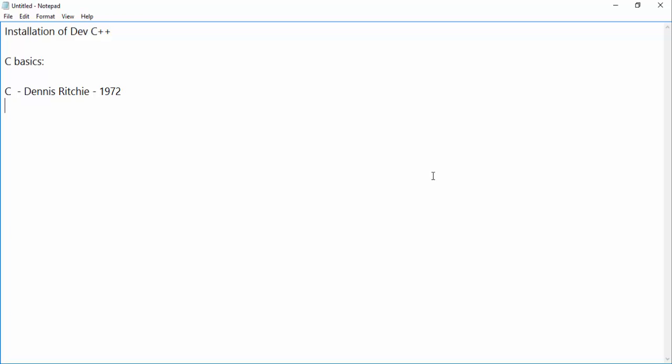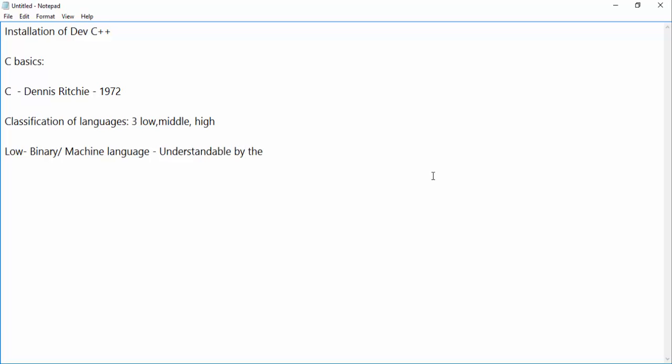Before going to explain the basics, there is an important point that we have to note down, which is nothing but the classification of computer languages. The languages have been classified into three types: low-level language, middle-level language, and finally high-level language. Low-level language is also called a binary level language or a machine language. This is the only language understandable by the computer. It doesn't understand any other languages.